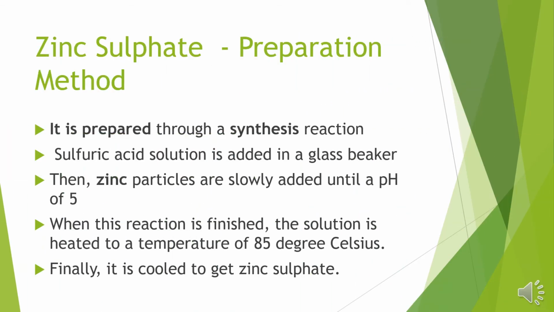The final salt we are going to see is zinc sulphate. Preparation method. It is prepared through a synthesis reaction. Sulfuric acid solution is added in a glass beaker. Then zinc particles are slowly added until a pH of 5. When this reaction is finished, the solution is heated to a temperature of 85 degrees Celsius. Finally, it is cooled to get zinc sulphate.